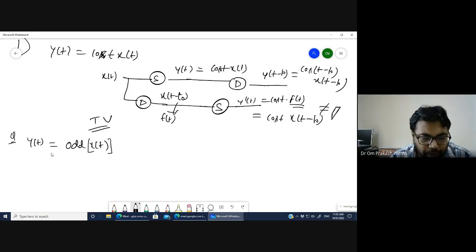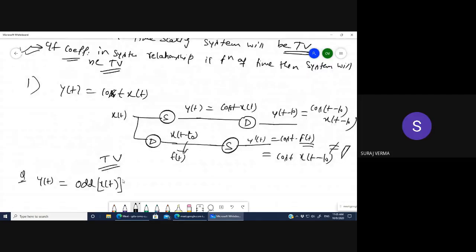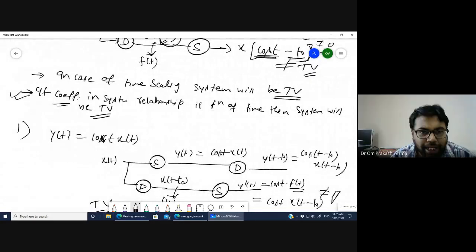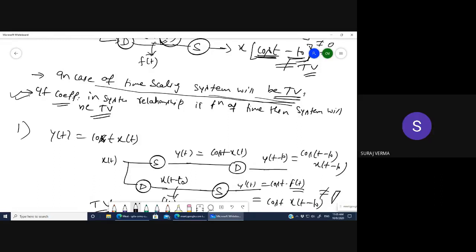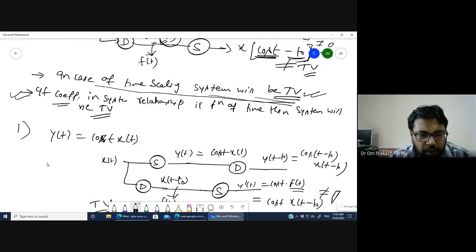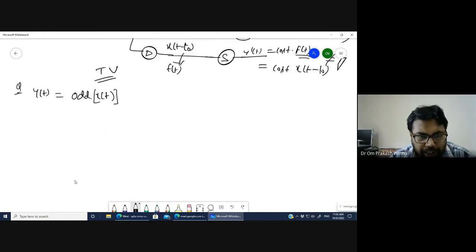Time scaling will always provide a what? Tell me. Time scaling always provides variance. In case of time scaling, the system will be time variant, right? Or is there any scaling here in the case of the odd function of x(t)?